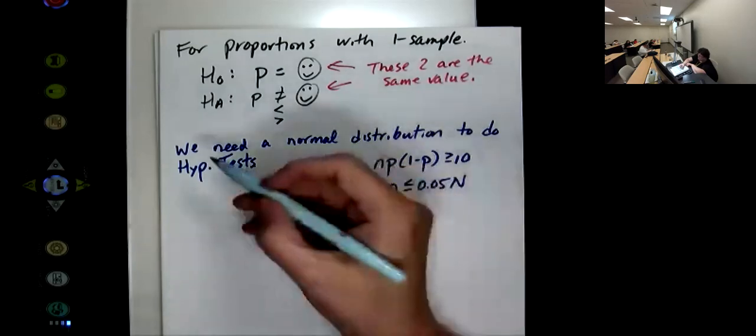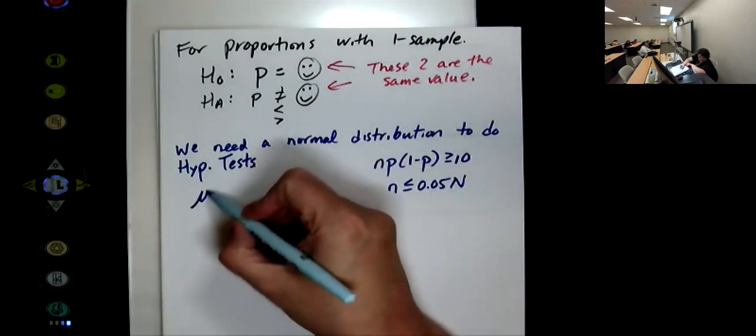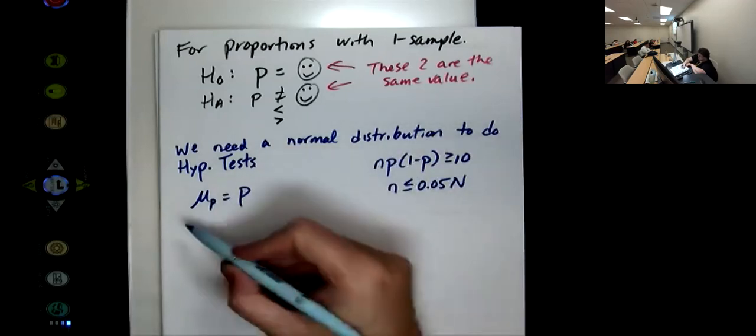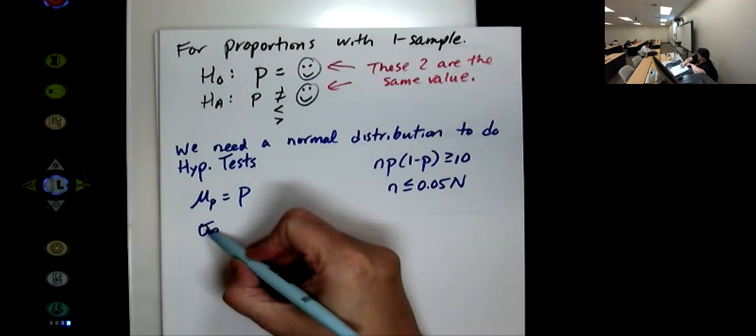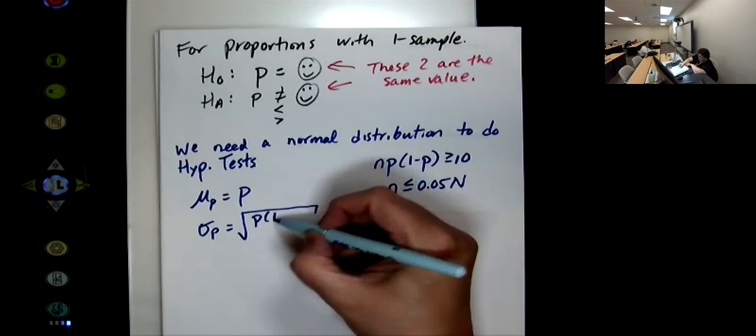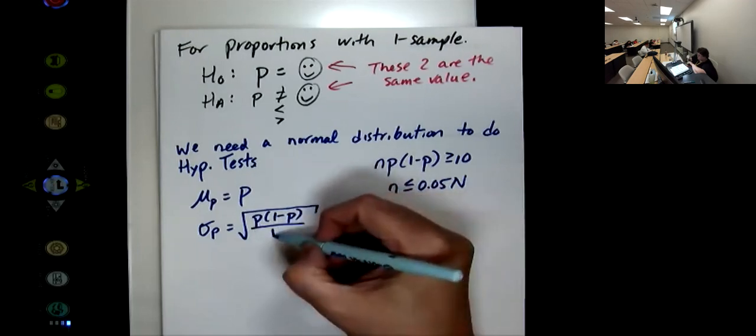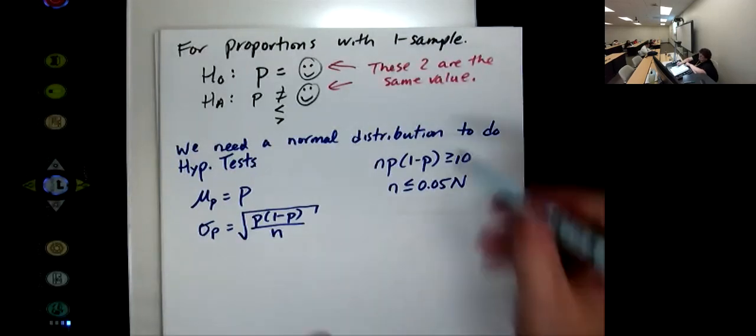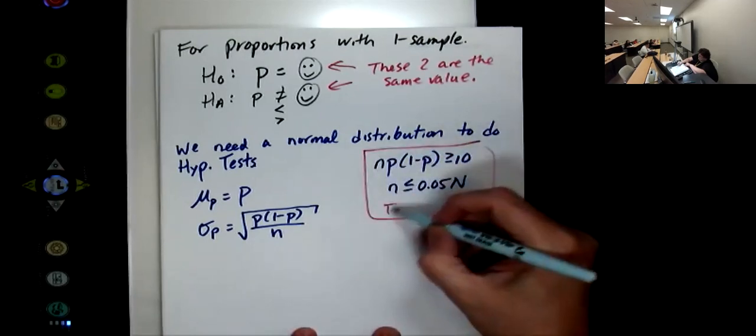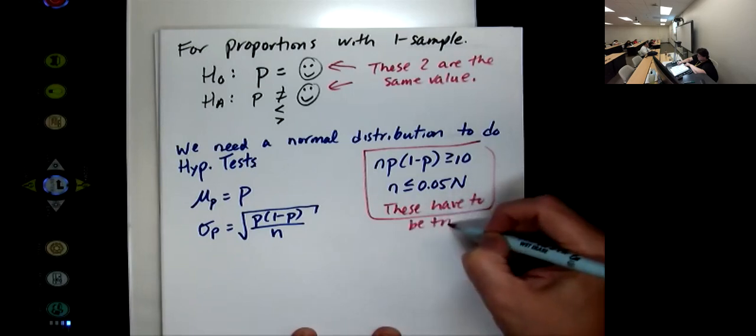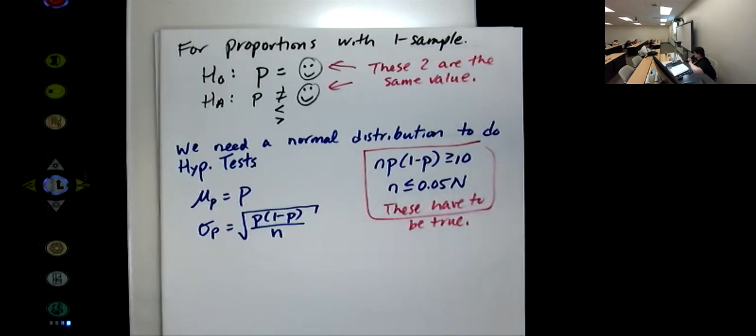The results it's going to be based off, it's going to have mu of p is actually just p, and sigma of P, which I don't think there's any problems in there that you have to calculate by hand, but this is the formula, and we talked about it in, I want to say chapter 8. But these are the tests. These have to be true. Or it has to say normal distribution.